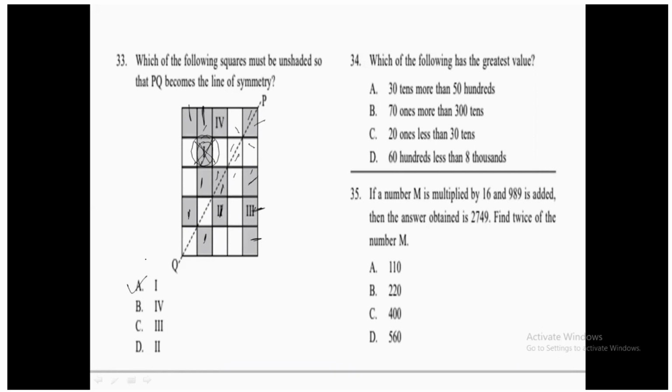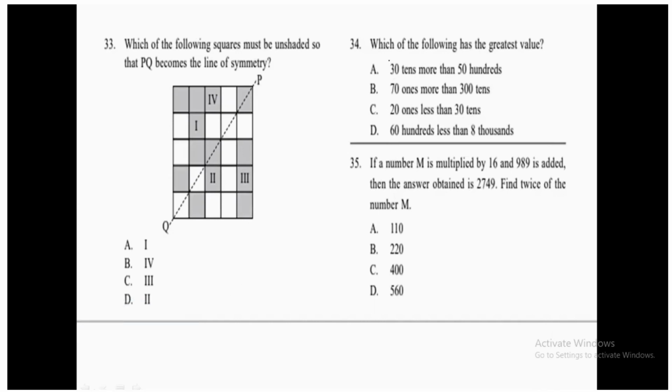Okay, now let's move to the 34th question. Now the question is saying which of the following has the greatest value? Let's see, option number A has 30 times more than 50/100. Okay, so what is the meaning of 30 times more than 50/100? 50/100 means 50 and 100, means 5,000. 30 times means 30 times. It means 300.